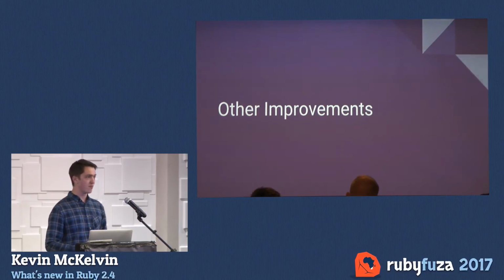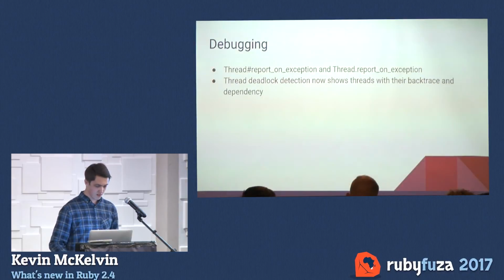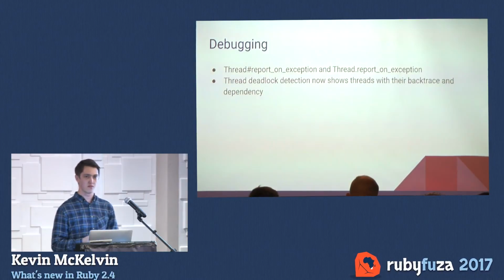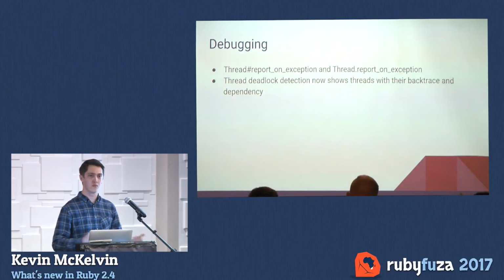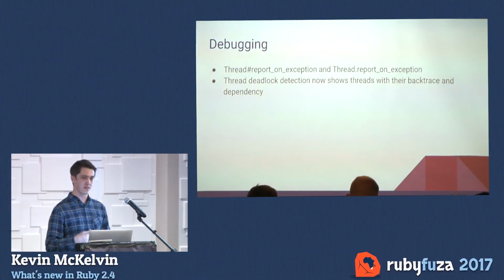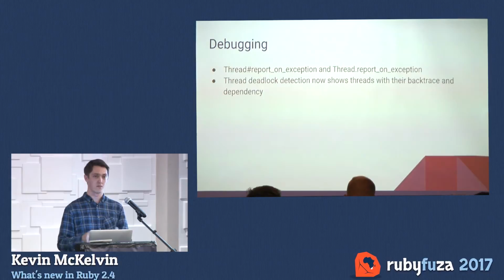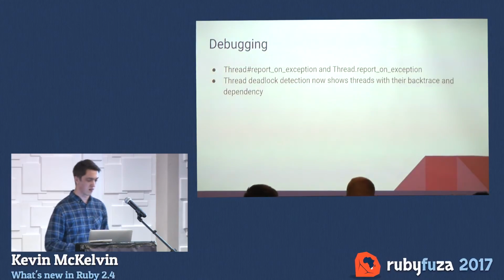Just some other improvements that have been brought into Ruby 2.4 with this release, particularly for debugging. Threads previously would not report, you would not have a raise exception in your main thread if one of the background threads had raised. It would be silently ignored unless it was being waited on. Now with Ruby 2.4, you can mark a thread to report on exceptions. And that will also show the backtrace and the dependency that's being locked. If you hit a thread deadlock, you'll get the dependency listed and the backtrace of each deadlocked thread if you're doing asynchronous programming with Ruby.